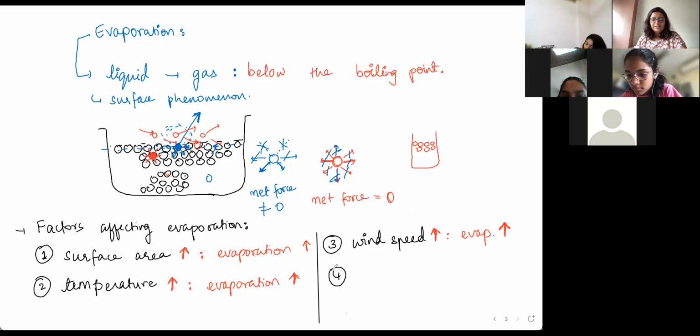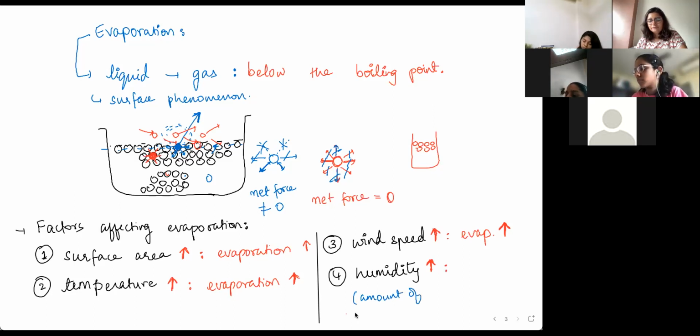And finally, the fourth is humidity. Do you guys know what you mean by humidity before we start discussing evaporation? There's more of vapor in air. Yeah, more of vapor in air. So humidity, it's not more or less, it is the amount of water quantity in air. Amount of water vapor in air.